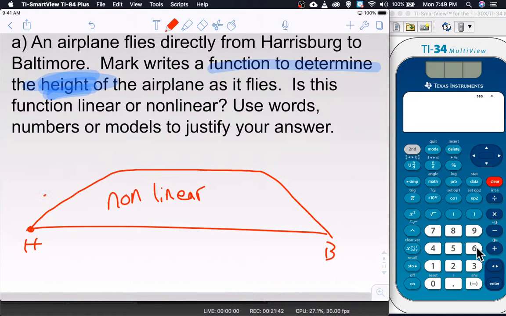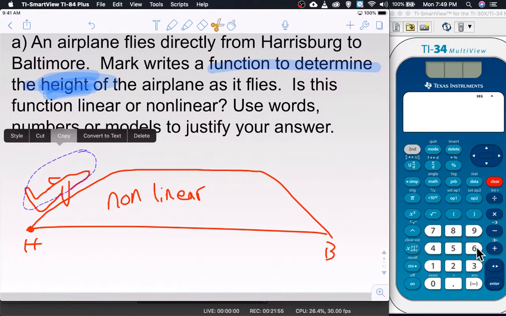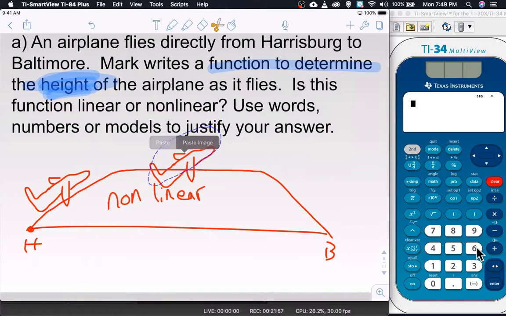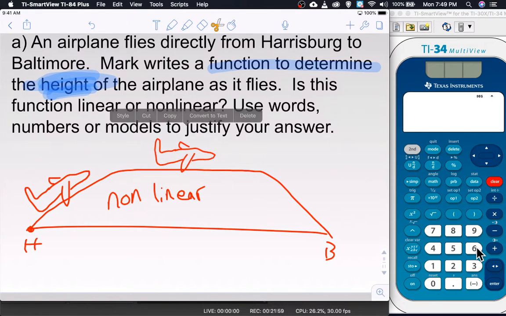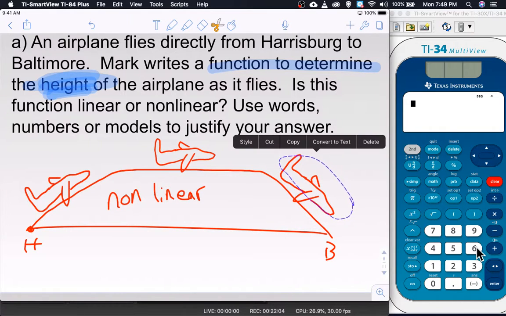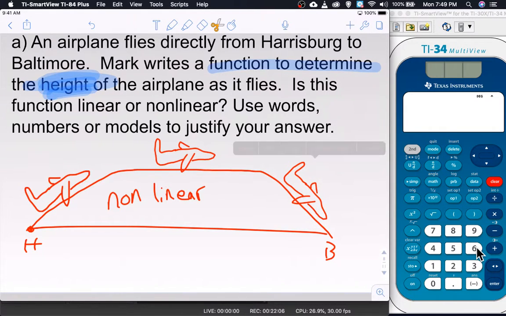In fact, oh no. Wing. Wing. And then you can take him and you can even copy and paste it and then turn it. Yeah. And paste him and turn him. I think he's getting bigger each one. There you go. So we can see the height of the airplane over time is not linear.